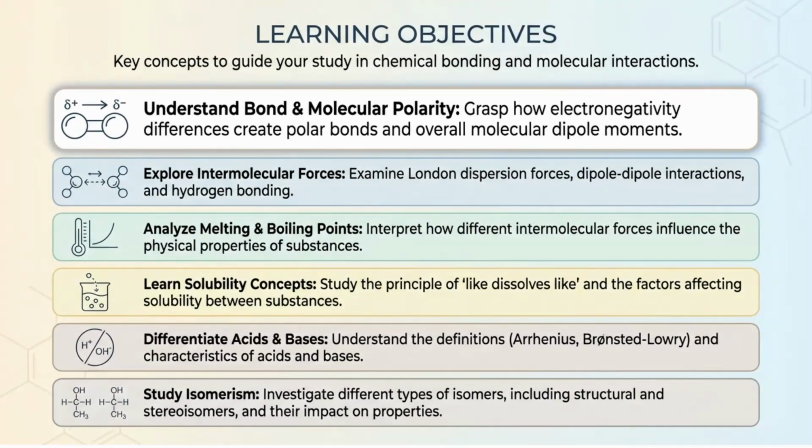By the end of this lecture, you should be able to clearly understand the concept of bond polarity and molecular polarity, and how these influence intermolecular forces. You will also learn how intermolecular forces determine melting and boiling points, and how solubility depends on molecular interactions. Additionally, we will examine two important acid-base theories, and finally explore isomerism, which explains how compounds with the same formula can behave very differently.